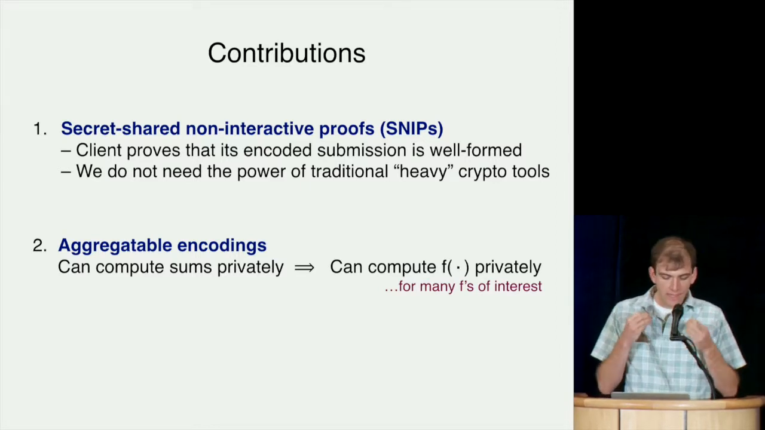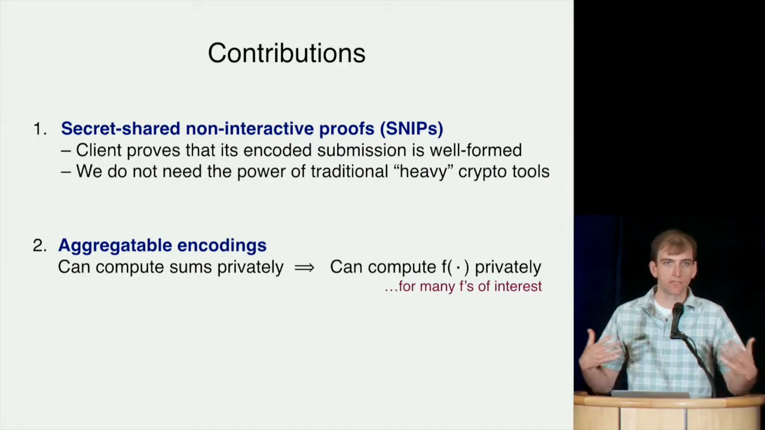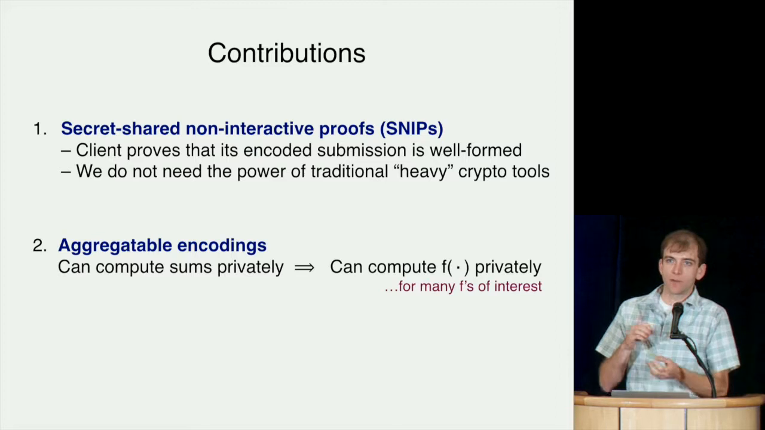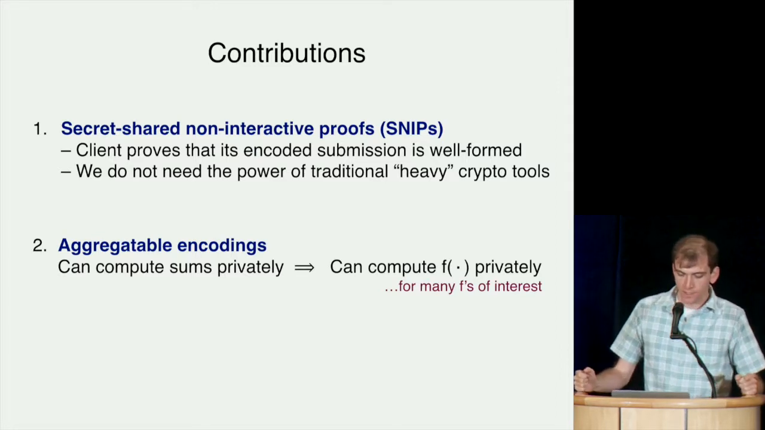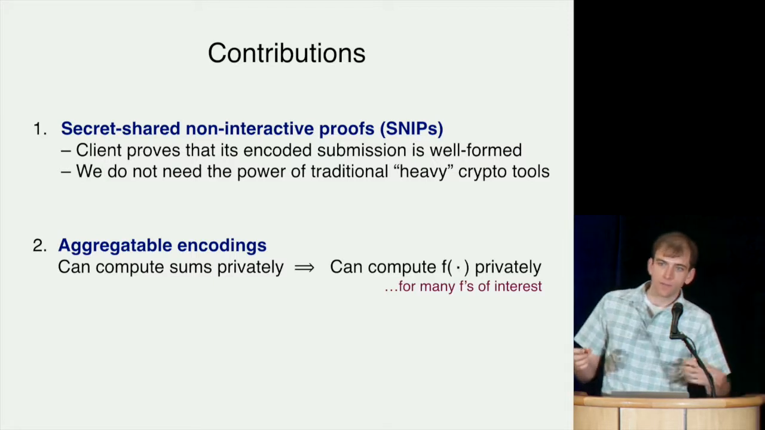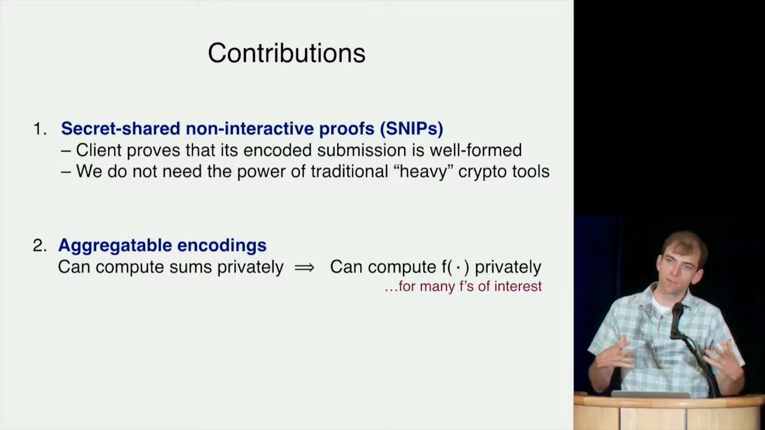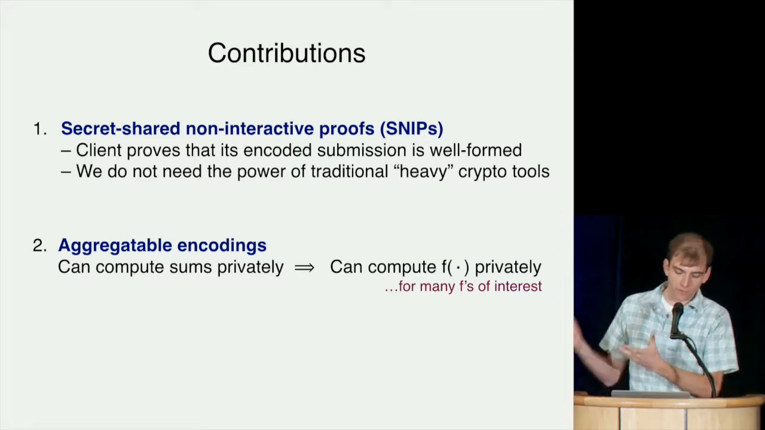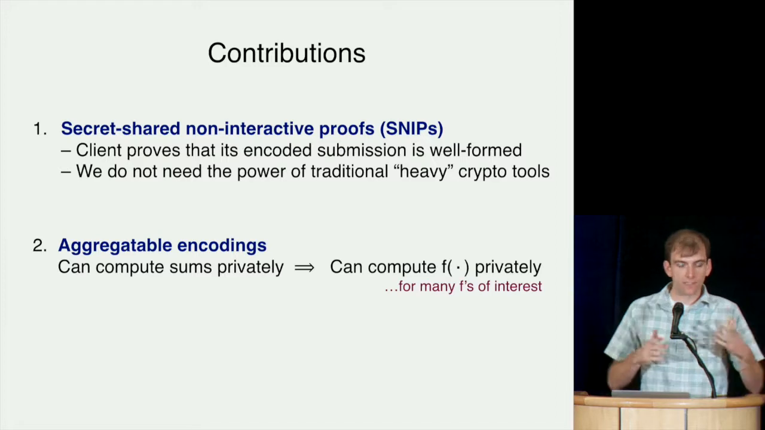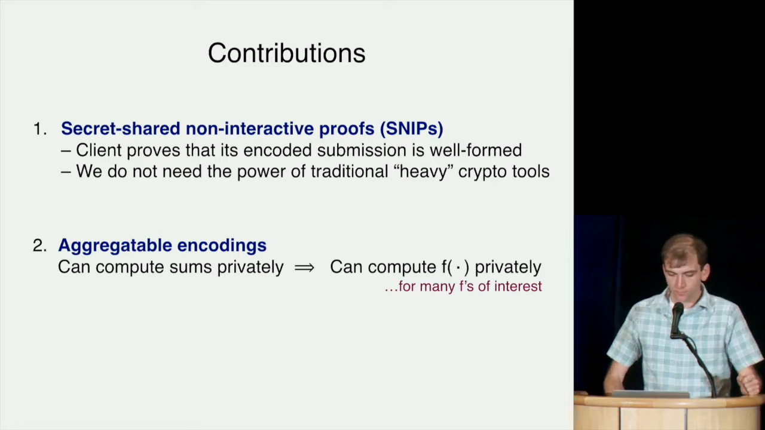So the innovation is the observation that we don't actually need the full power of traditional cryptographic tools to solve this problem. If we co-design the crypto and the protocol, we can do something much more efficient. The second idea that we leverage is that you can take a system for computing private sums and use that system to compute much more interesting functions like private linear regression without too much extra work. And I'll talk about both of these things as we go.